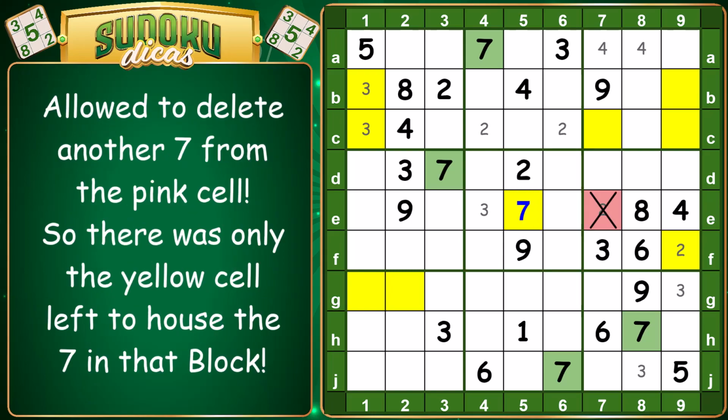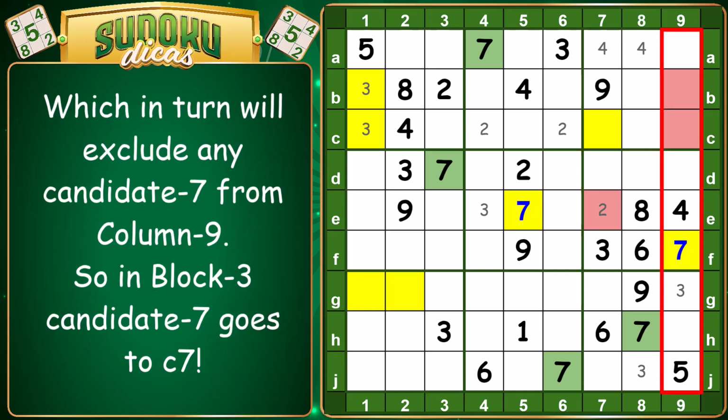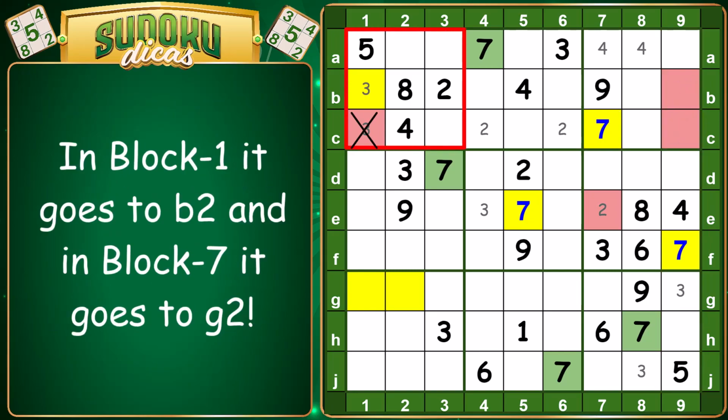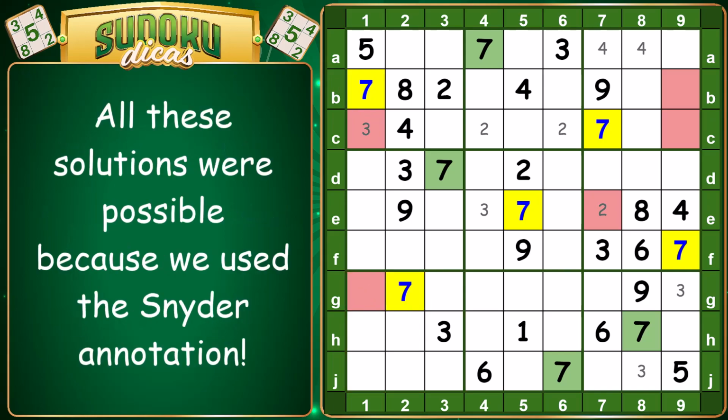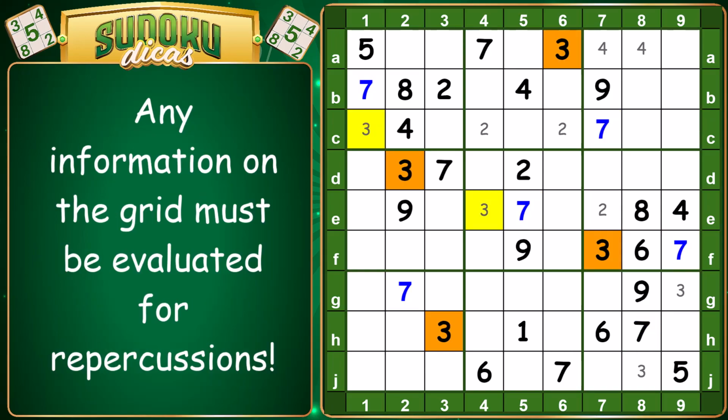This allowed us to delete another 7 from the pink cell. So there was only the yellow cell left to house the 7 in that block, which in turn will exclude any candidate 7 from column 9. So in block 3 candidate 7 goes to C7. In block 1 it goes to B2 and in block 7 it goes to G2. All these solutions were possible because we used the Snyder annotation. Any information on the grid must be evaluated for repercussions.